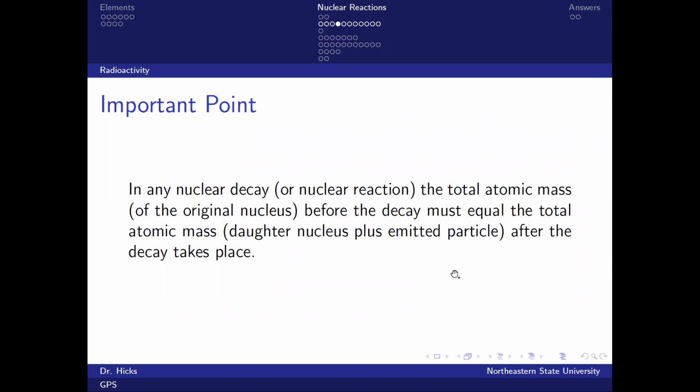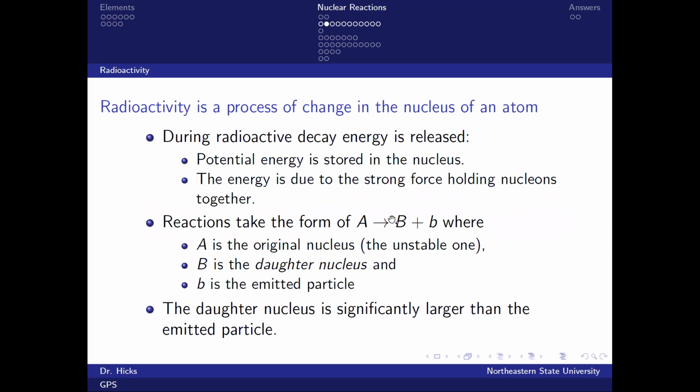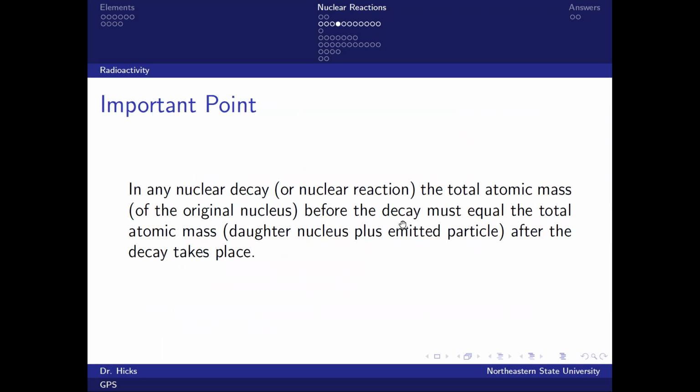A very, very important part to remember for any nuclear reaction, and that includes nuclear decay, is that the total atomic mass on either side of the reaction arrow, this arrow is the reaction arrow, has to be the same before and after the reaction, and the total atomic number also has to remain the same before and after. Knowing that is going to allow me to predict or figure out what these missing decay particles have to be. So remember this.